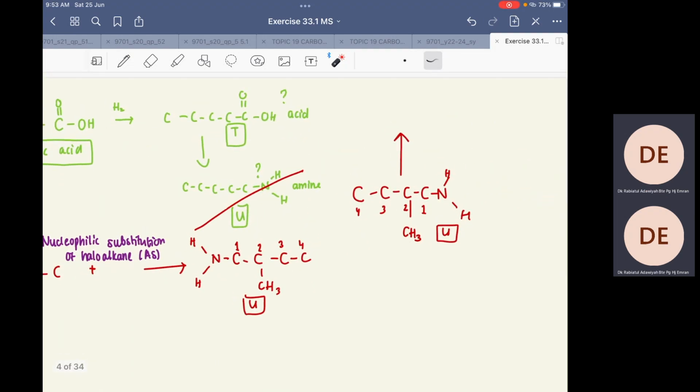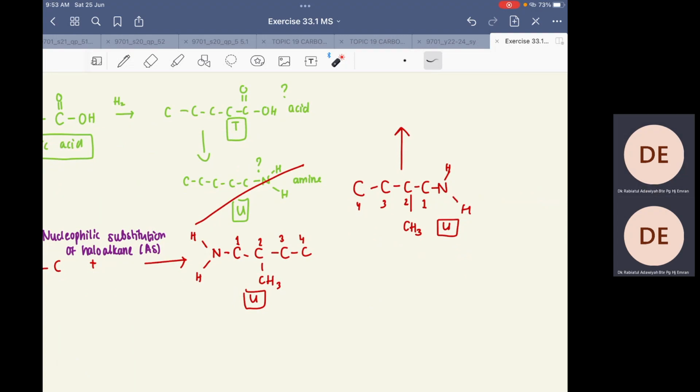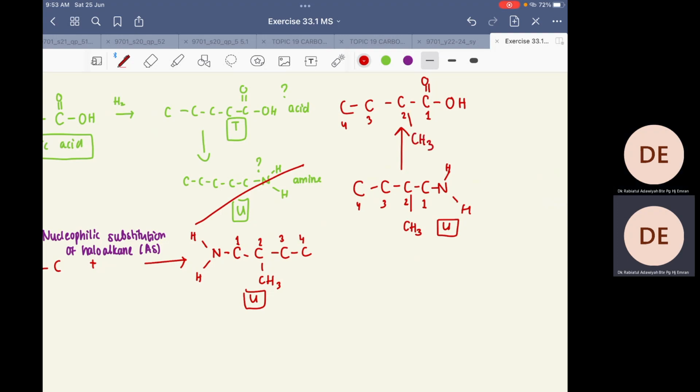So if we want to go back to the structure of T, that means this NH2 group came from COOH. So we just maintain everything, keeping the number of carbon the same, but we change the functional group of NH2 to COOH, because according to the question, structure T has a COOH functional group. So we keep the same position, 1, 2, 3, 4. Don't forget at carbon number 2, there is the CH3 group. And that is structure T.